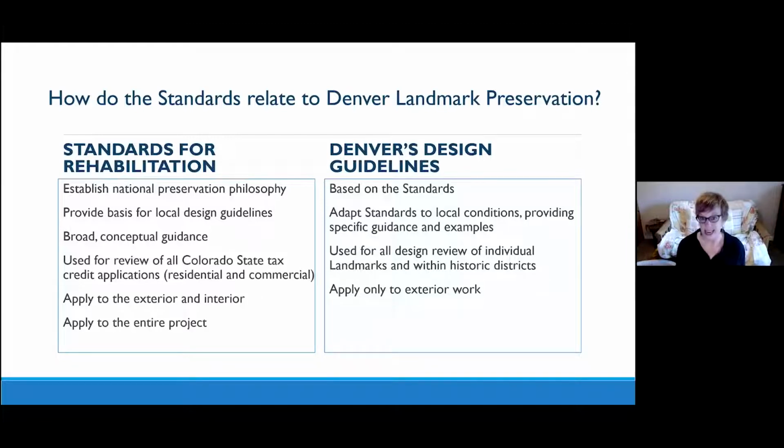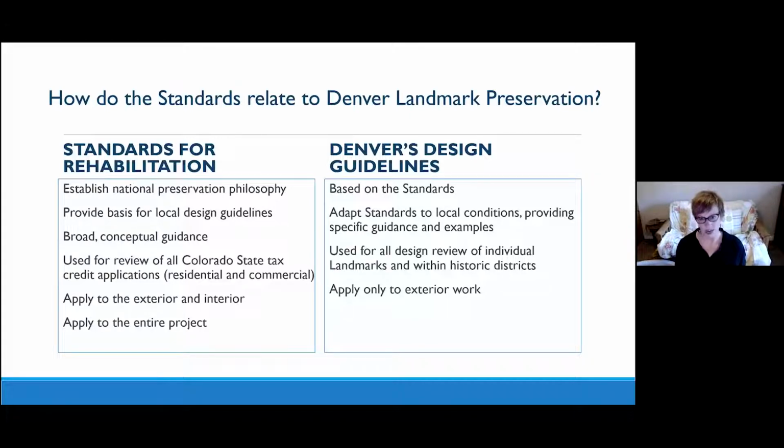So Denver's design guidelines are based on the standards. And any future updates, as some of you may know, we are currently working on some updates to our guidelines, will still need to meet the standards. That's still going to be the original basis for our guidelines. So it's always important to understand those and refer back to those, because that's the basis for our design guidelines and will continue to be the basis moving forward.